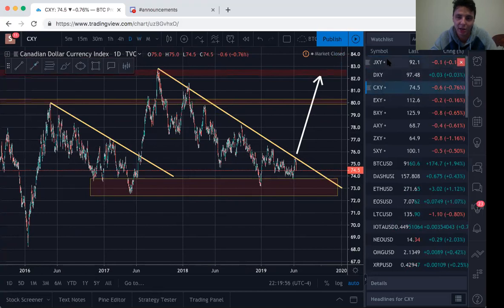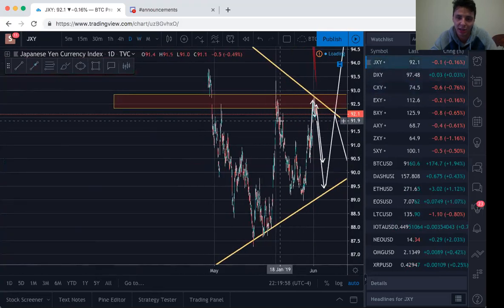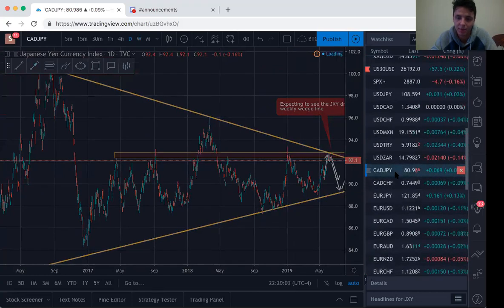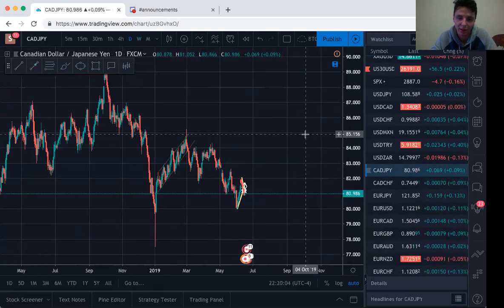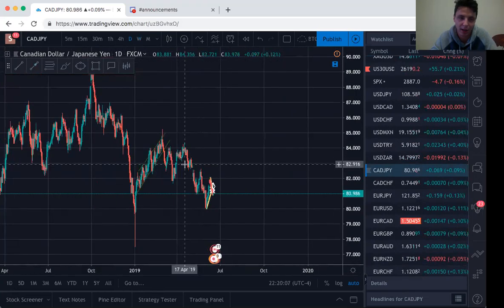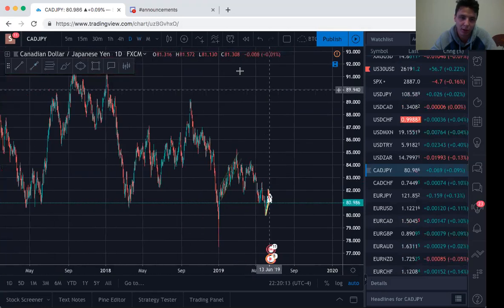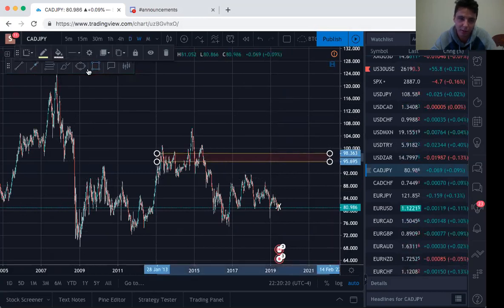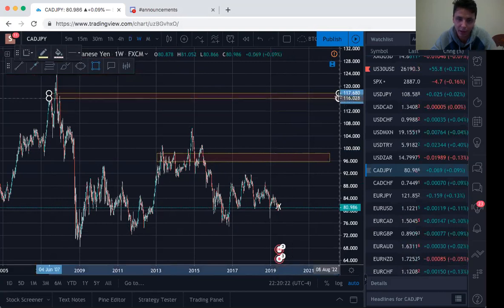So if the CAD gets strong and the yen gets weak in relation to their currency indexes, you can definitely see that CAD JPY is going to be moving upwards over the next 6 months potentially. Maybe meeting this high, maybe meeting up here. I don't really know yet.